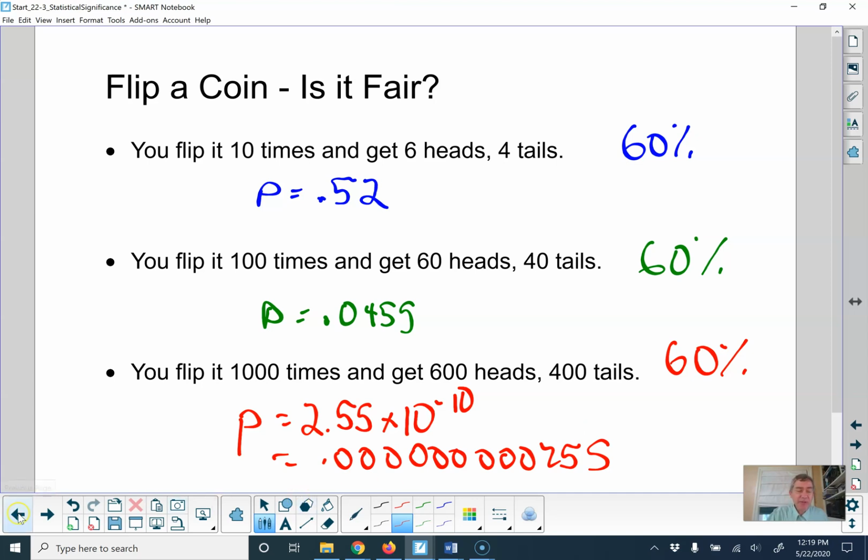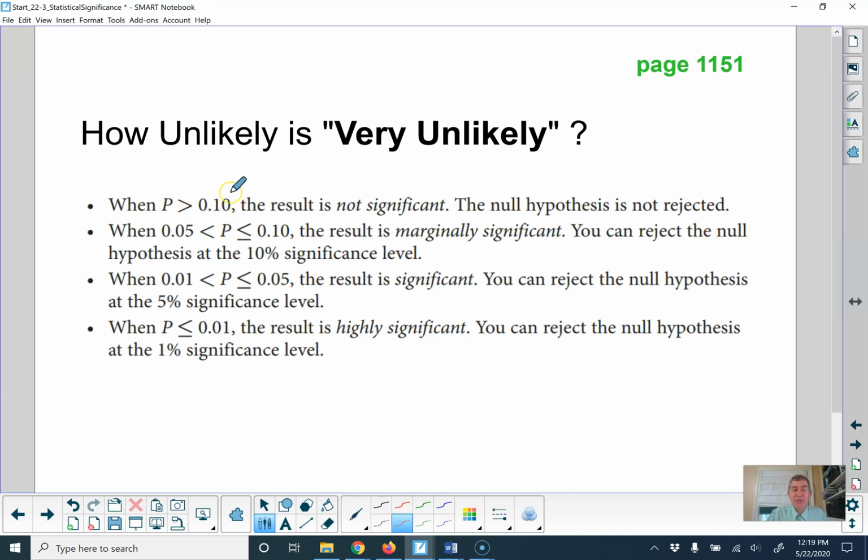So again, going back to your p-values, you're looking at this. More than 10%, not significant. Between 5 and 10%, marginally significant. Between 1 and 5%, statistically significant, and less than 1%, highly significant. So there you go. That's how sure you are that something is not the case. That's how sure you are that somebody is guilty. You would not send them to jail if the chance of them being innocent is more than 10%. If the chance of them being innocent is less than 1%, maybe you would. There we go.